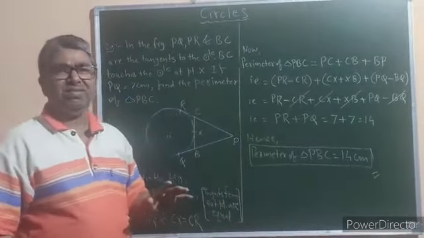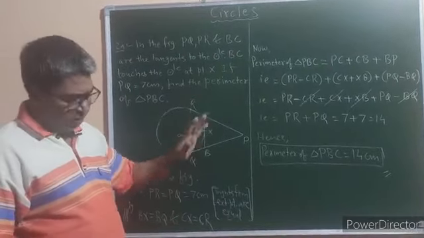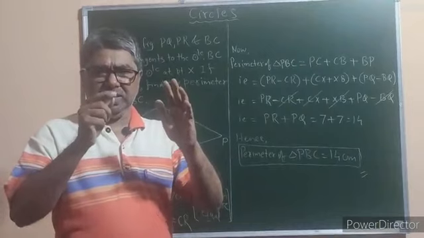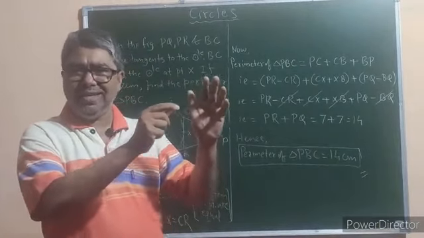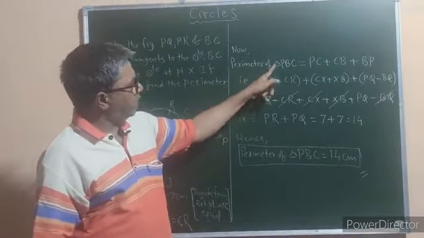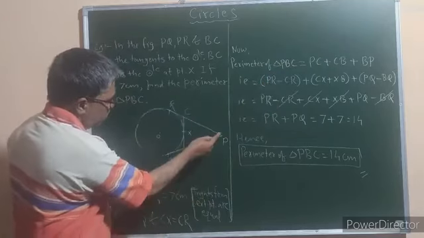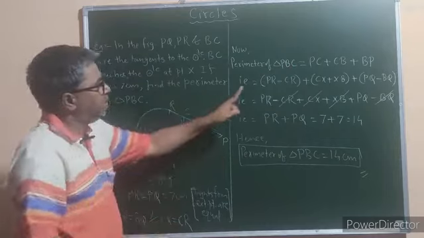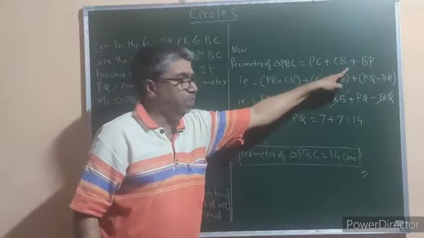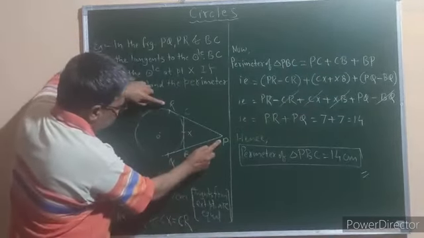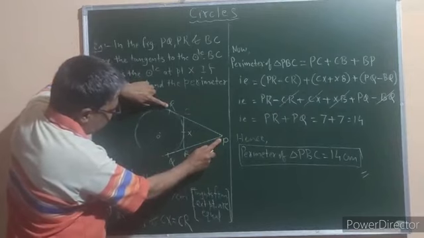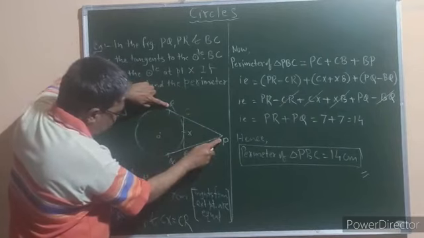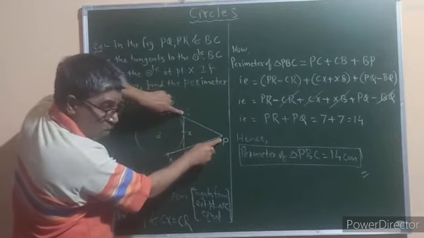Now let us find the perimeter of triangle PBC. You know, the perimeter of a triangle is nothing but the sum of the lengths of all three sides. So perimeter of triangle PBC is equal to PC plus CB plus BP. Now PC is nothing but PR minus CR. If you subtract CR from PR, you will get the length of PC.